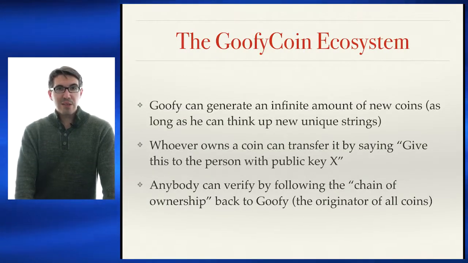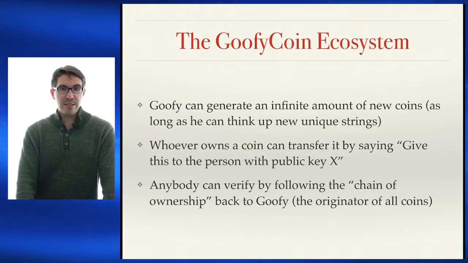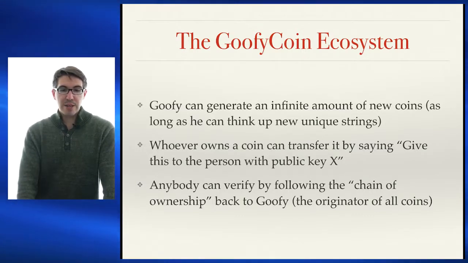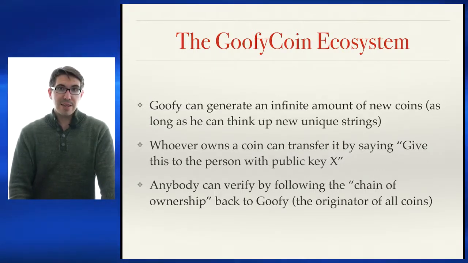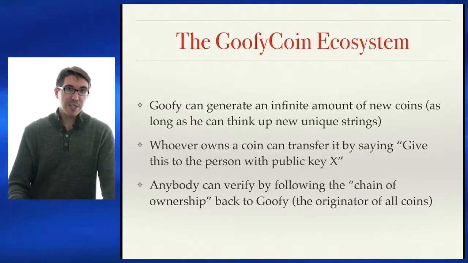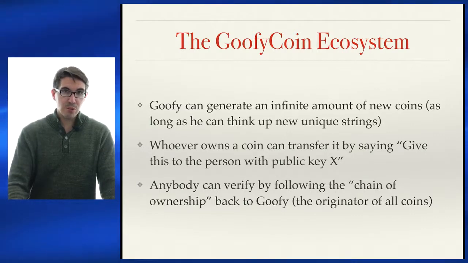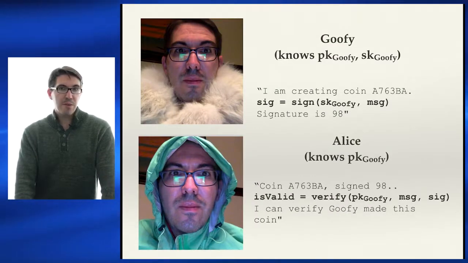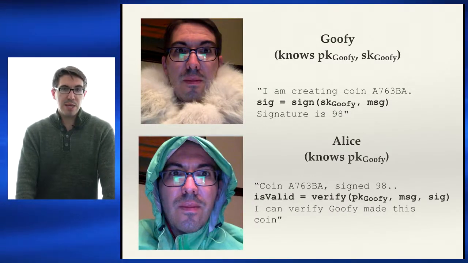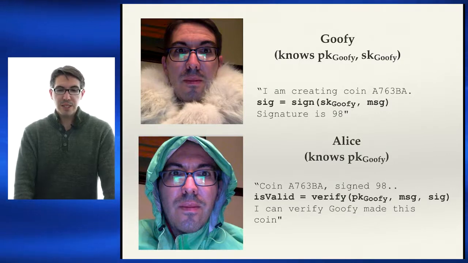So now we have a little ecosystem here. Goofy can generate as many coins as he likes as long as he comes up with unique new strings. Whoever owns a coin can transfer it by saying, give this to the person with the public key X. And anyone can verify that the coins are valid by following the chain of ownership all the way back to Goofy.